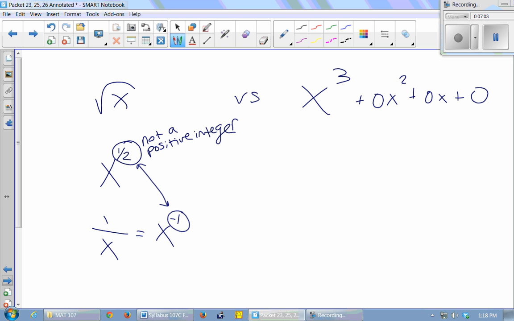0 works. Yeah. X to the 0, or 5x to the 0, or 8x to the 0, those are polynomials. Constant functions.